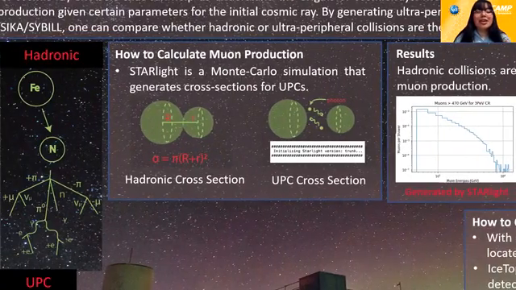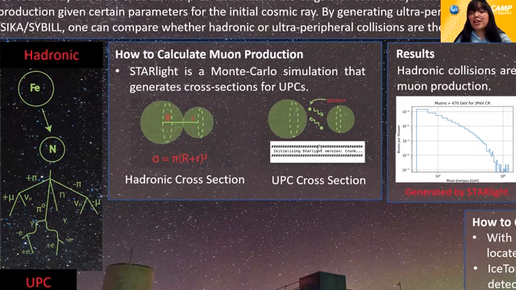So how do we calculate muon production? We can calculate it by using Monte Carlo simulations, such as Starlight, created by Dr. Spencer Klein. And now the reason why we want to use Starlight is because Starlight can give us the cross-section for ultra-peripheral collisions. And the cross-section is the area between two particles colliding.